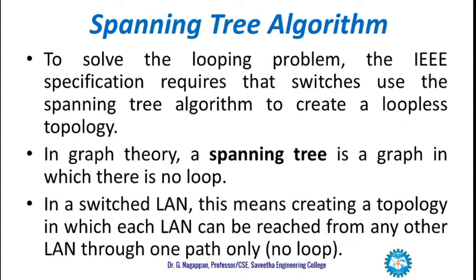We'll see about spanning tree. To solve the looping problem, the IEEE specification requires that switches use the spanning tree algorithm to create a loopless topology. In graph theory, a spanning tree is a graph in which there is no loop, but in a switched LAN, it means creating a topology in which each LAN can be reached from any other LAN through one path only, no loop.